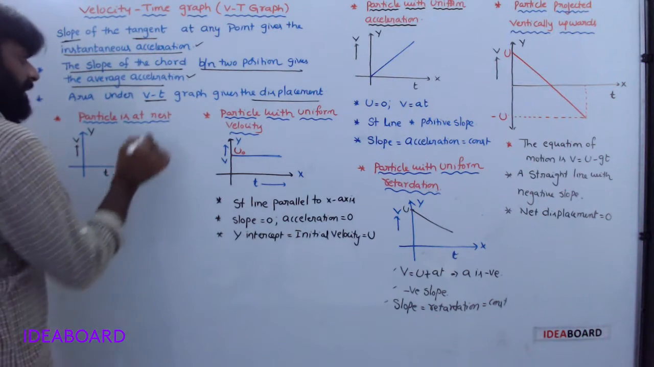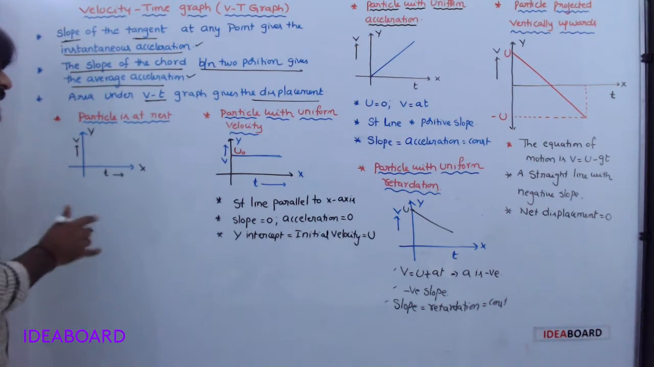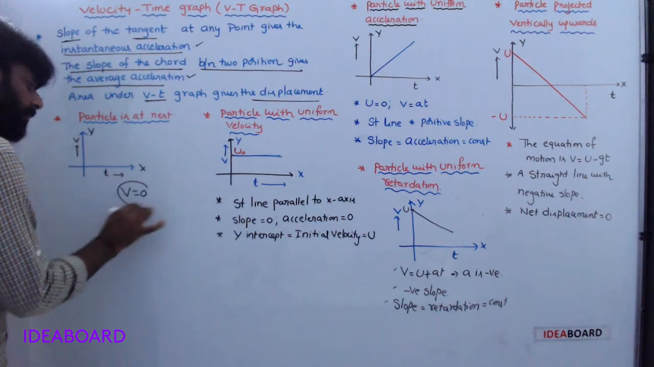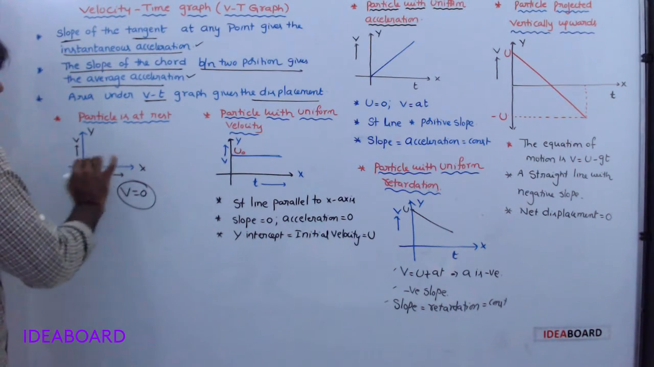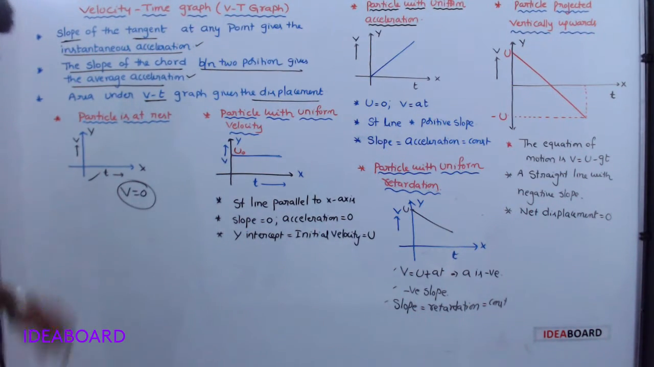First of all, the particle is at rest. At rest means what about velocity? Zero. Velocity is zero, so there is no graph. Understood? This is an empty graph.